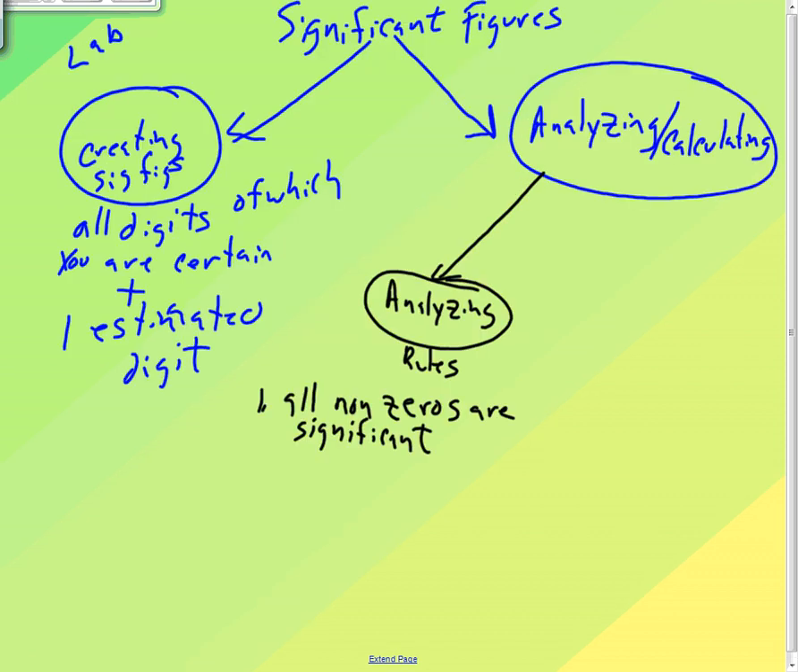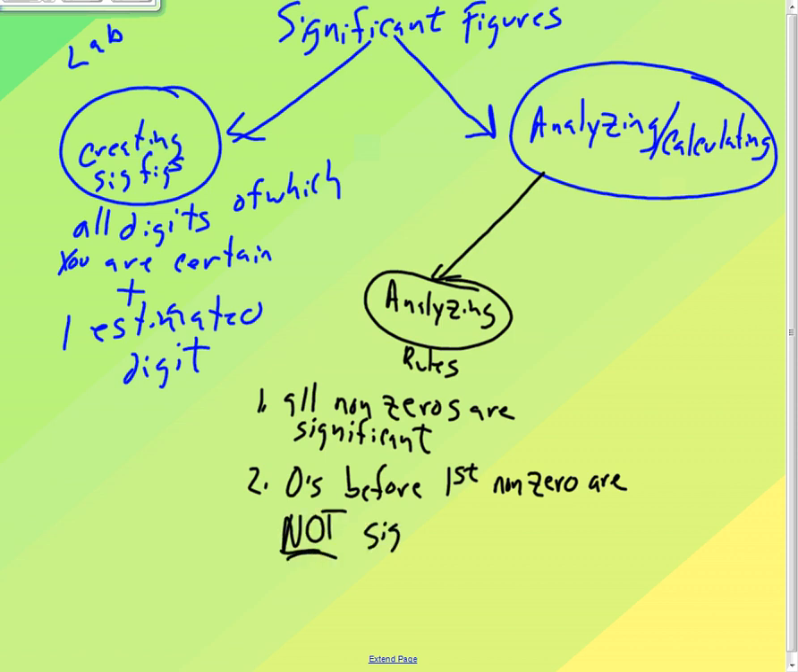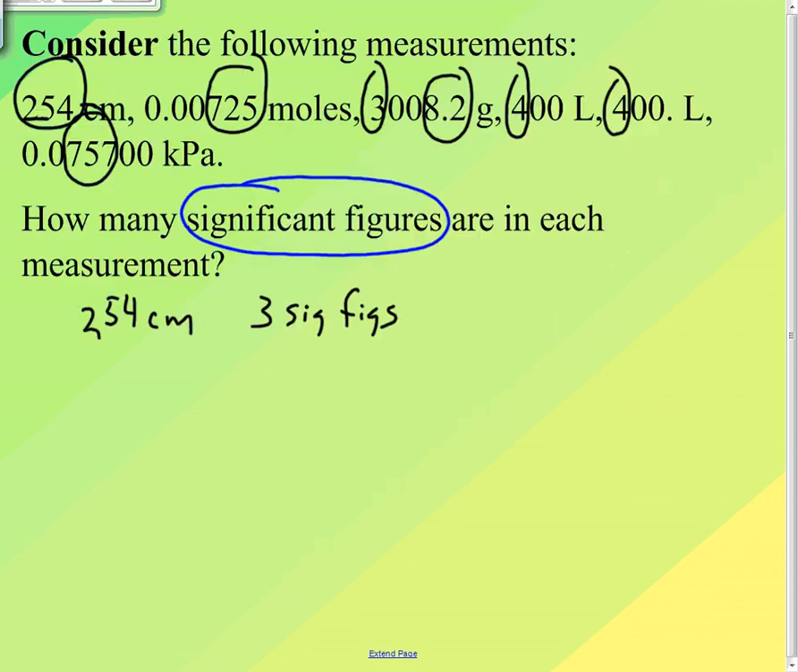Rule number 2: zeros before the first non-zero are not significant. Okay? So, what does that mean? Zeros before the first non-zero.